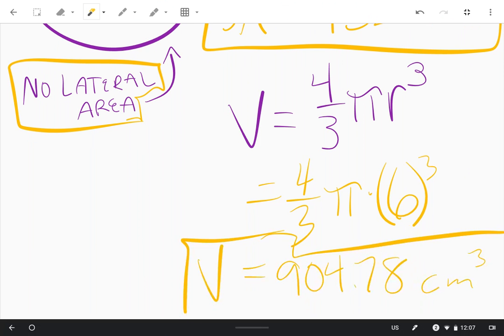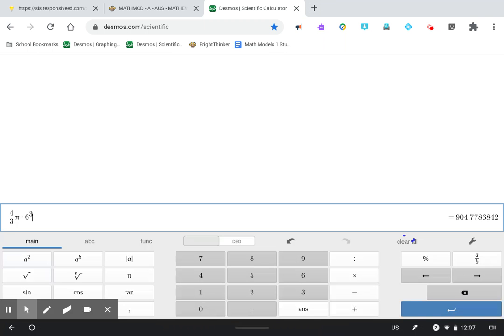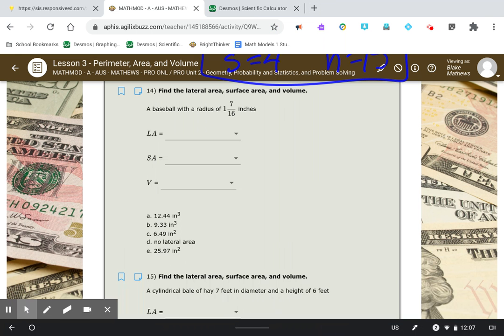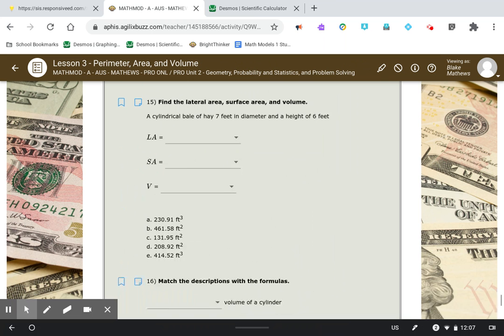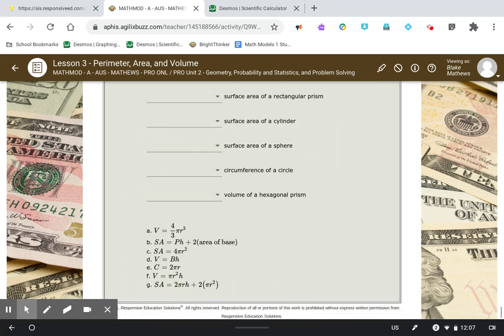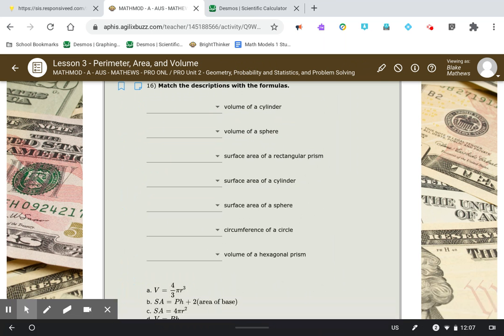And we're done. The last problem is another cylinder example. So you'll use the same that you did above, and then you have formulas here for matching up the formula with the different descriptions. So use the formula chart that I sent you to answer those questions.